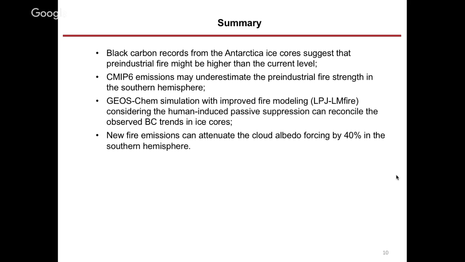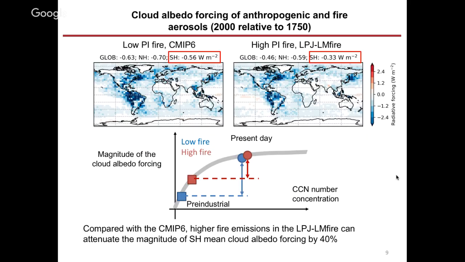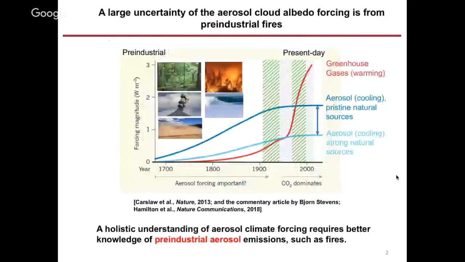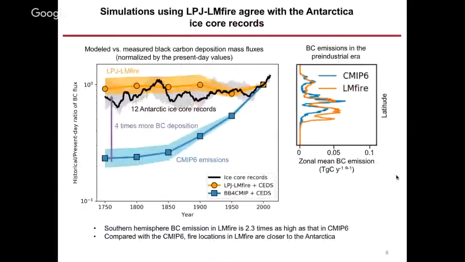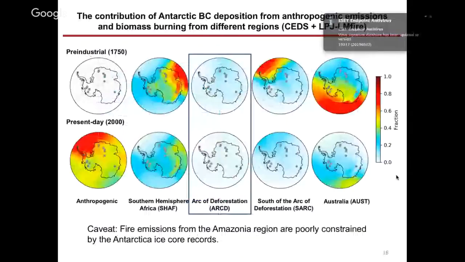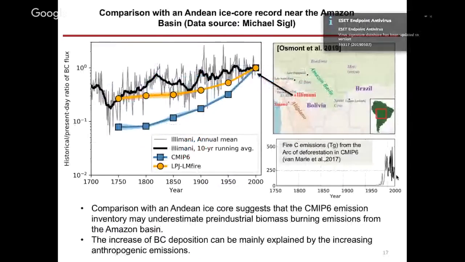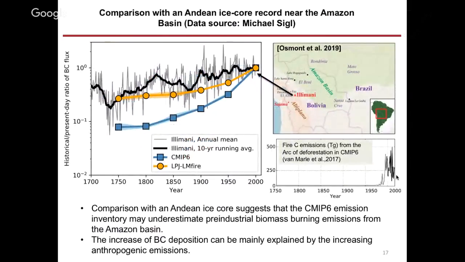Yeah, so we actually, okay. So your question is about, let me show you something. We actually have one additional glacier record. This is from the Andes, and we hope that we can see some signal from the Amazon forest. And we can see that still the LPJ model performed better than the CMIP6.